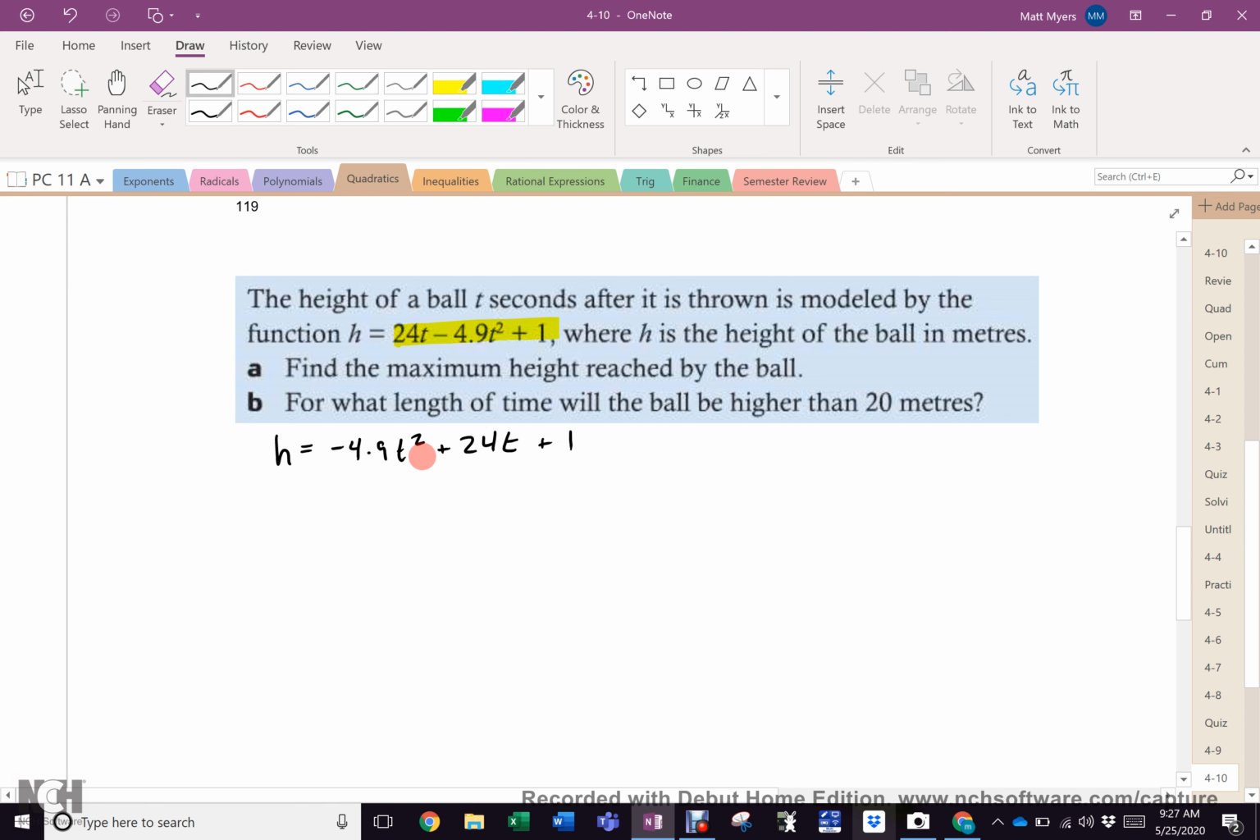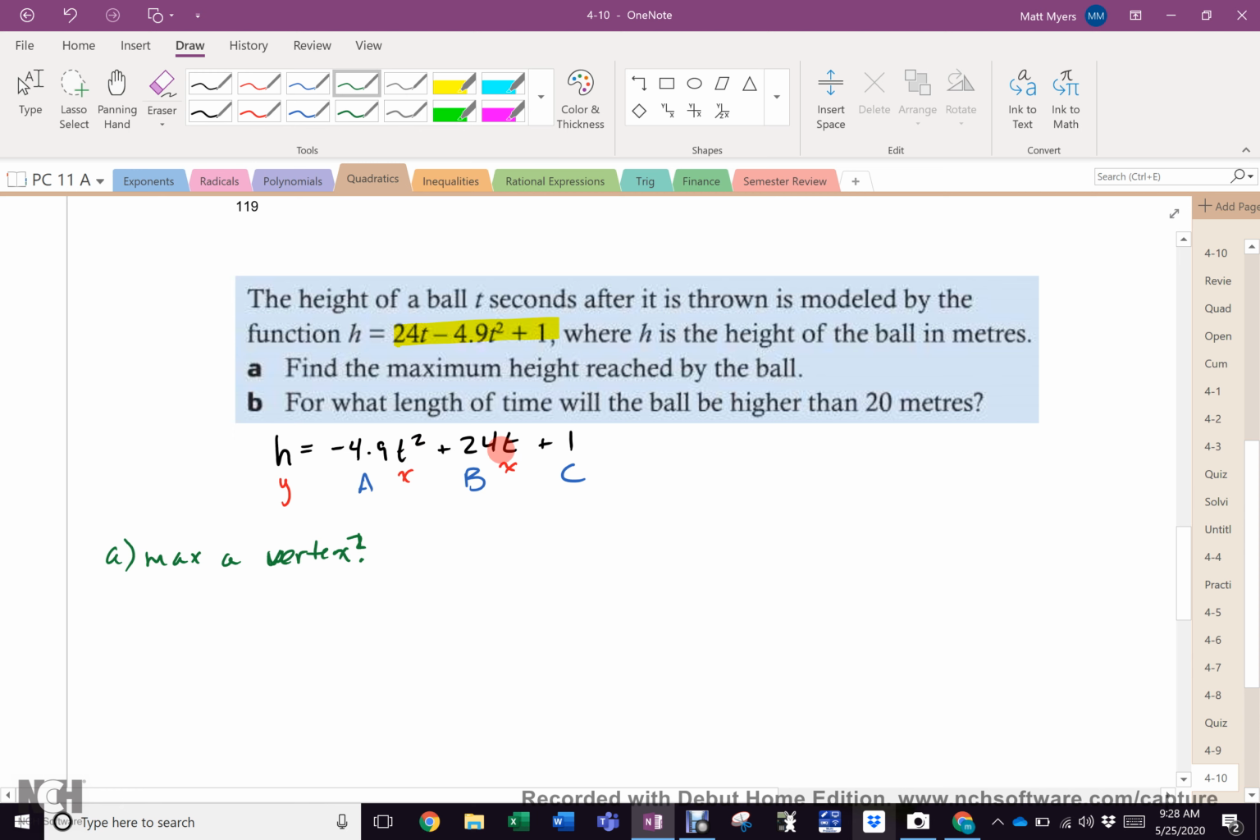Now, H is t's. What are you talking about, Myers? T is time, there's your x. H is your y. And there's your A, there's your B, there's your C. So I want the maximum height of the ball. Well, isn't the max a vertex? Yes, of course it is. So if I can find the vertex here, I will know the maximum height of the ball.